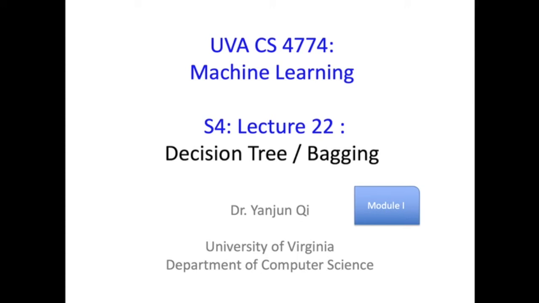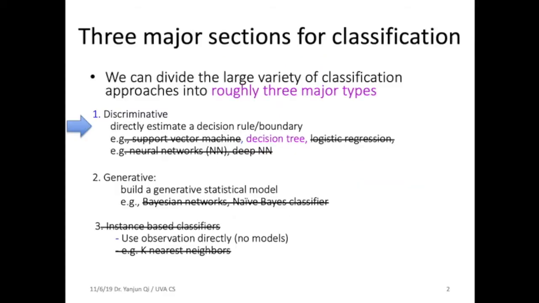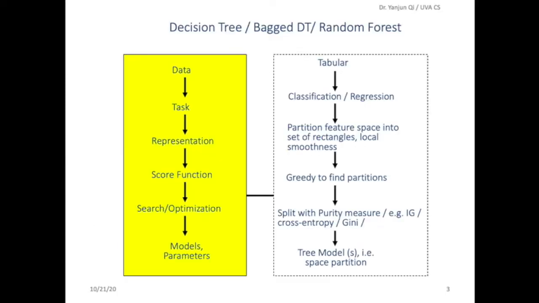So this is section 4, lecture 22, decision tree, and I will cover a little bit about bagged decision trees. This is module 1 for this lecture 22. We are in the last group, the discriminative classifier group, and we have already finished the generative classifiers and the instance-based classifiers. So this is the nutshell of decision tree, and let's get started.